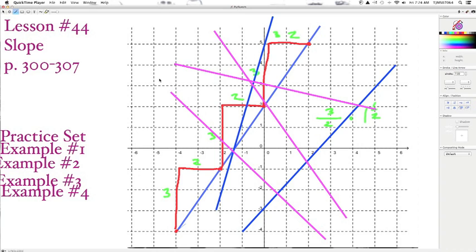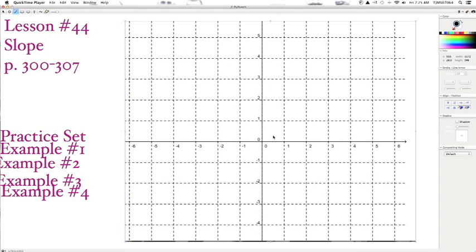Now we'll do a few examples. Okay, on the example on the bottom of 302, it says that line goes through the point 0, -2, so we go over 0, down 2, and it also says that line goes through the point 4 over 0 up. So we go 1, 2, 3, 4 over 0 up. Okay, now we can connect those lines, and we're going to look something like this.